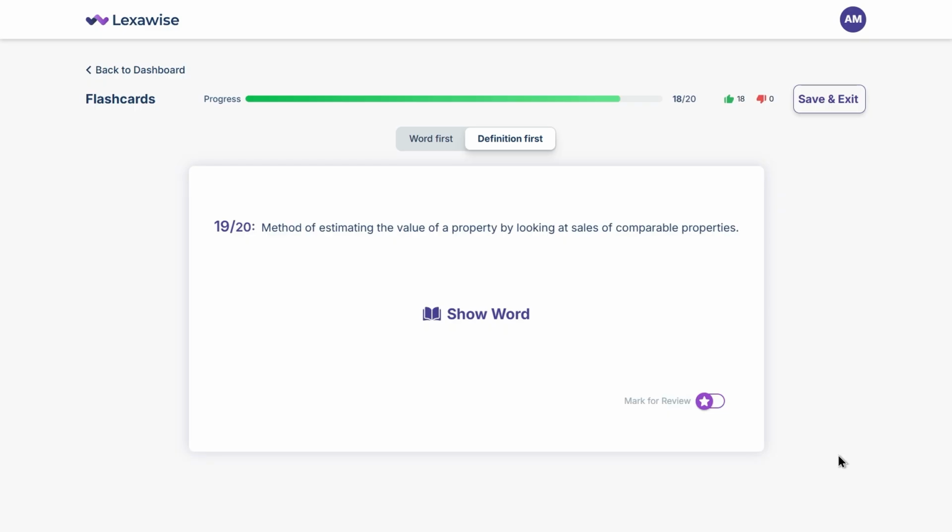This is the most common appraisal method for homes. Method of estimating the value of a property by looking at sales of comparable properties. Also called the sales comparison approach. What is it? The answer is market data approach.